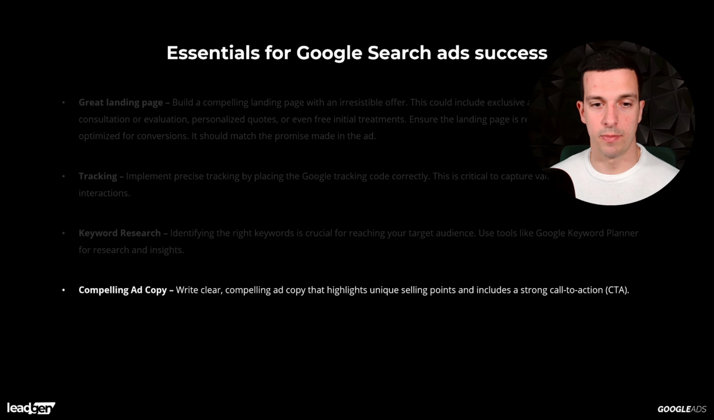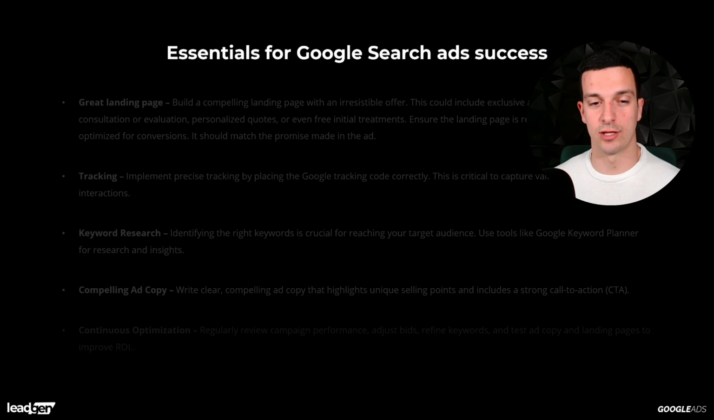And it's gonna be fun. Compelling ad copy: write clear, compelling ad copy that highlights unique selling points and includes a strong call to action. So, as you might know, I'm gonna teach you how to do this with ChatGPT, to write some great copy, headlines. With Google, it's a little bit tricky because you are limited to the number of characters. In the headline 30, in the descriptions 90, but still you can create great ads and great copy.